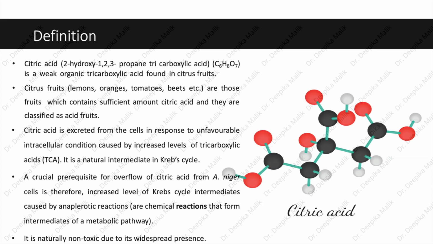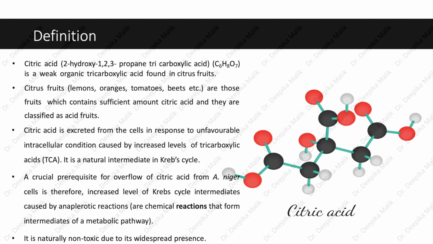Now let us see the definition of citric acid. Citric acid, also known as 2-hydroxy-1,2,3-propane tricarboxylic acid with the molecular formula of C6H8O7, is a weak organic tricarboxylic acid found in citrus fruits. Citrus fruits like lemons, oranges, tomatoes, beets, etc. are those fruits which contain sufficient amount of citric acid and they are classified as acid fruits.